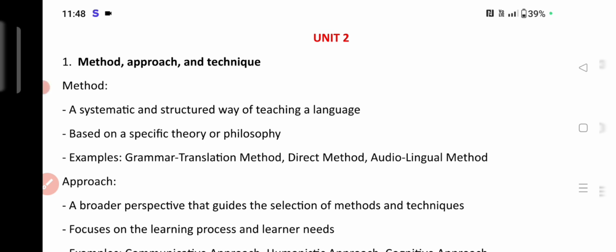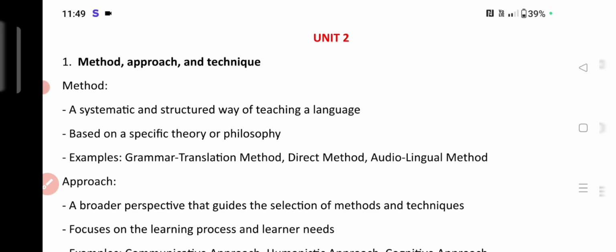So, today I'm going to tell you all about Unit 2 of English, Pedagogy of English in the first semester of BEd. Previously we had learned about English language teaching, right? Now we are also reading that only: what are the methods, approaches and techniques to reach that ELT?